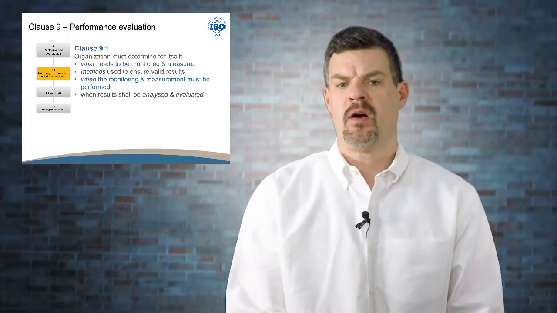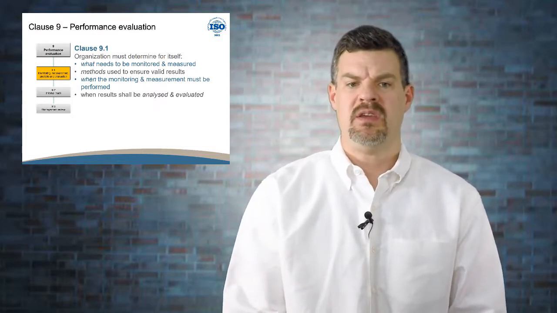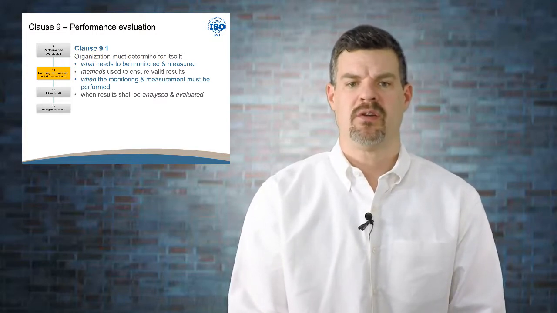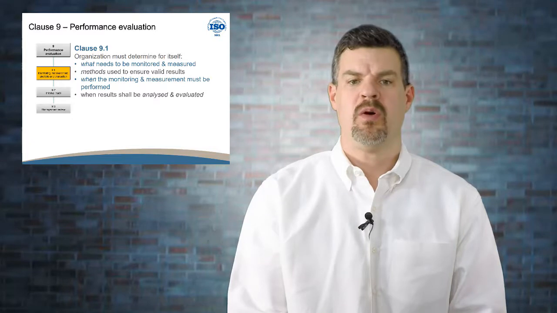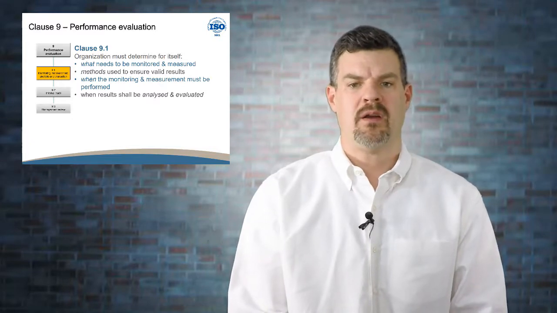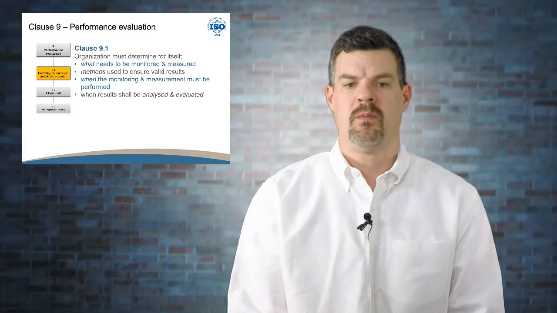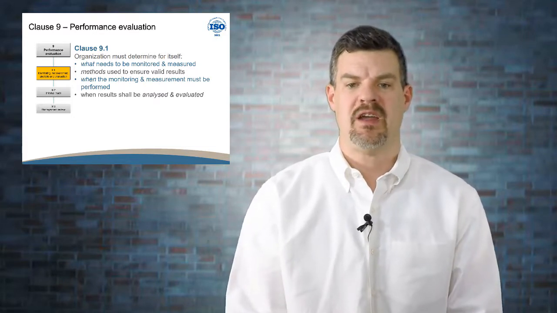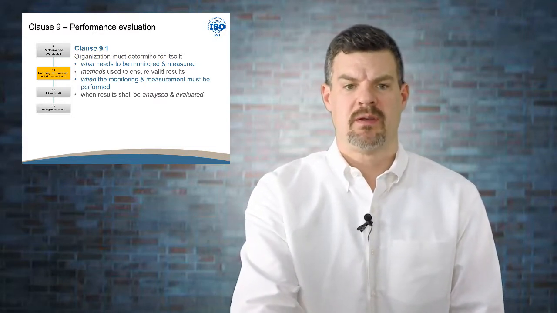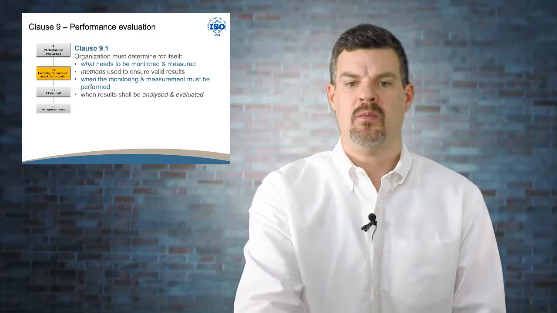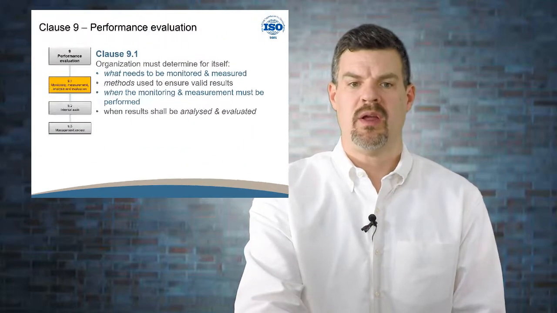measured. On the automotive side, these particular requirements here are typically spelled out in what's called a control plan. But what needs to be monitored, how often, what methods are to be used, and when do we analyze and evaluate those results. So you'll see a tie-in here on the IATF 16949 side of things with control plans.